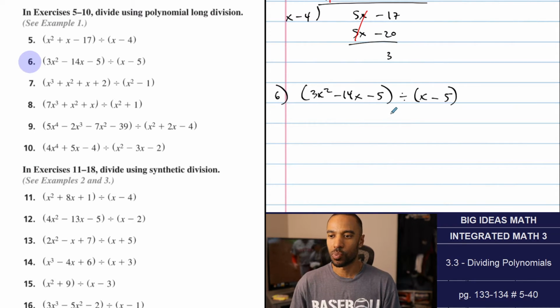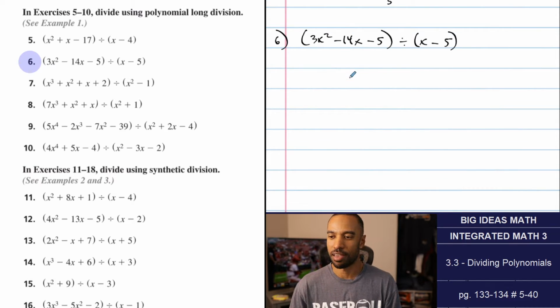All right, number 6, 3x squared minus 14x minus 5 divided by x minus 5. And I want to keep restating anytime it shows up that as long as I have linear factors, you can use synthetic division on these ones. It's possible. Not going to here.